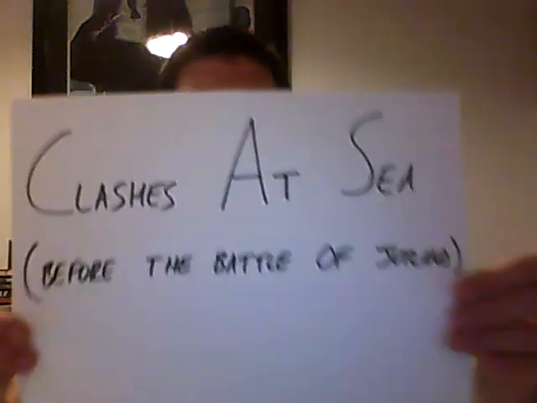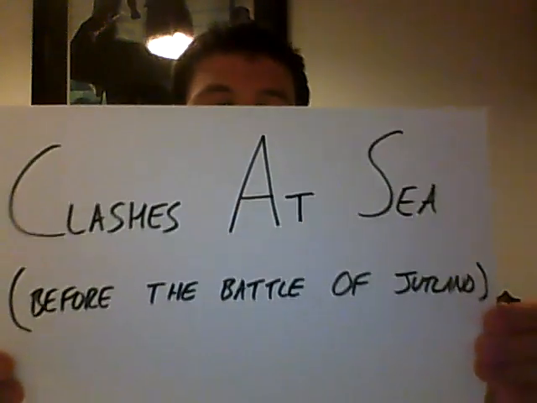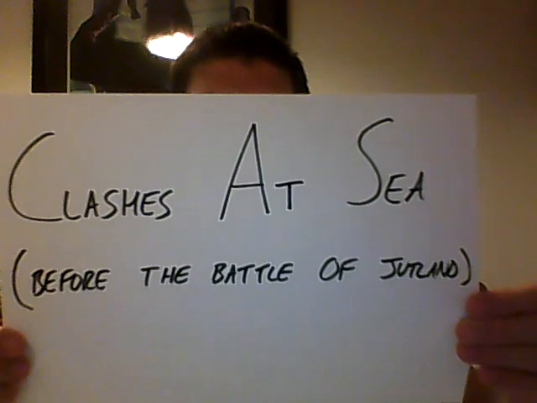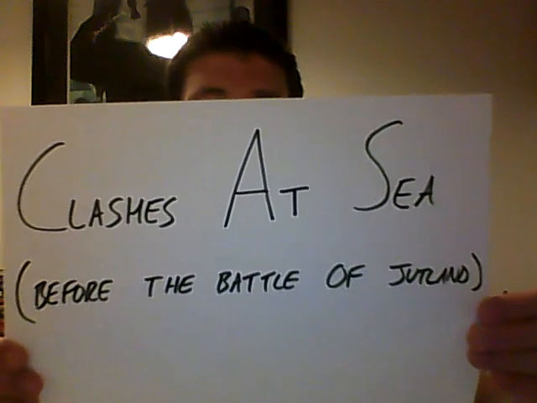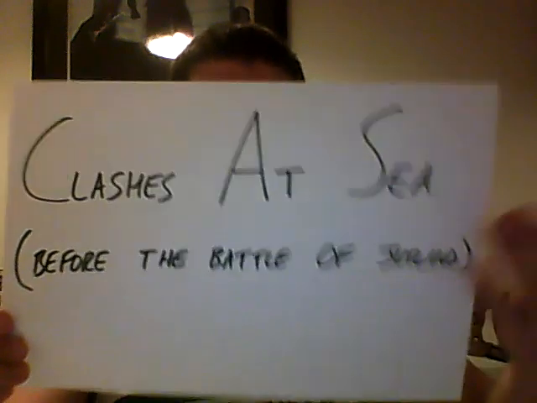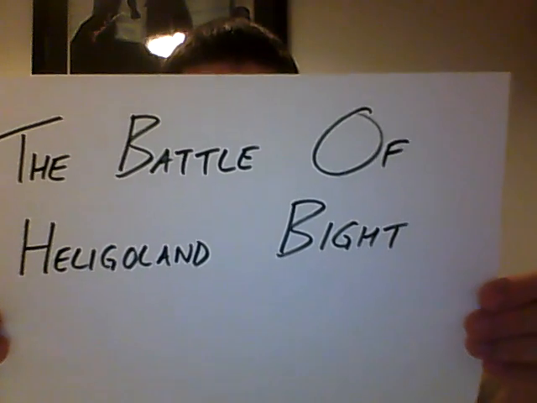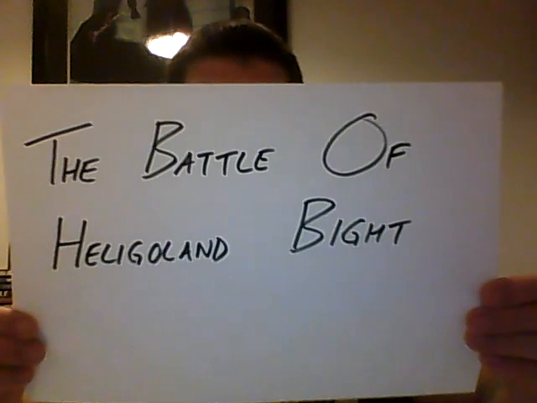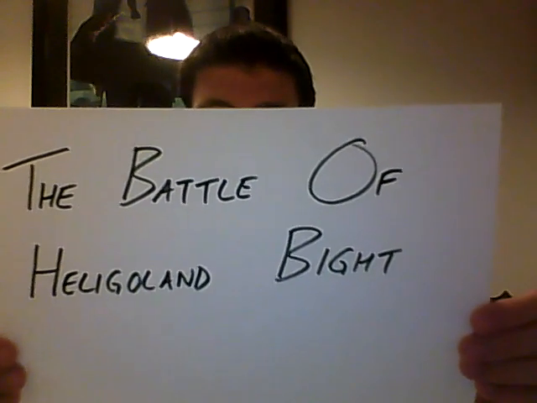So now I'm going to talk about the early clashes at sea before the Battle of Jutland. Remember, in video 2 I will talk about the Battle of Jutland, but for now I just want to talk about the early clashes, the early battles and the early skirmishes in World War I, in the First World War. The first one I want to talk about is the Battle of Heligoland Bight. Now, this is the first naval battle of the First World War, and it takes place early on in the war. It takes place in August 1914.